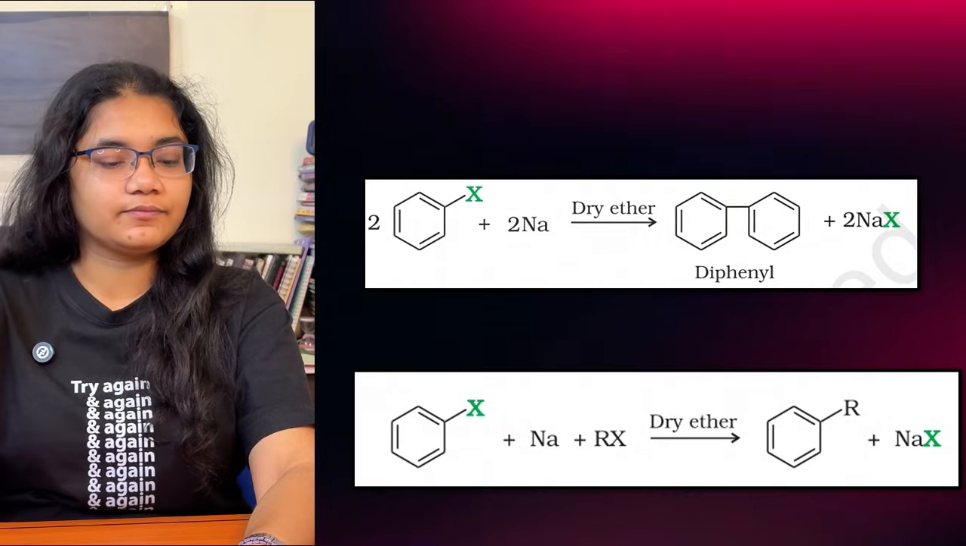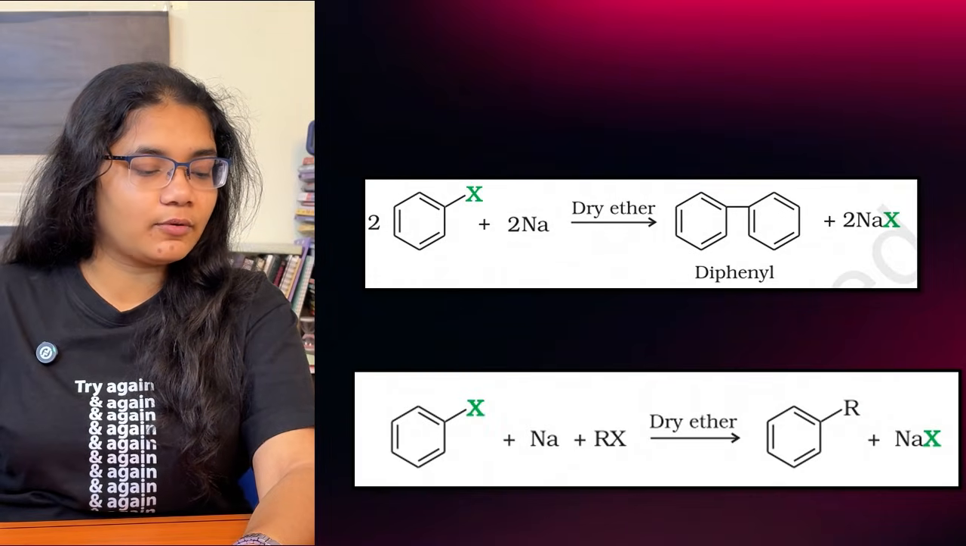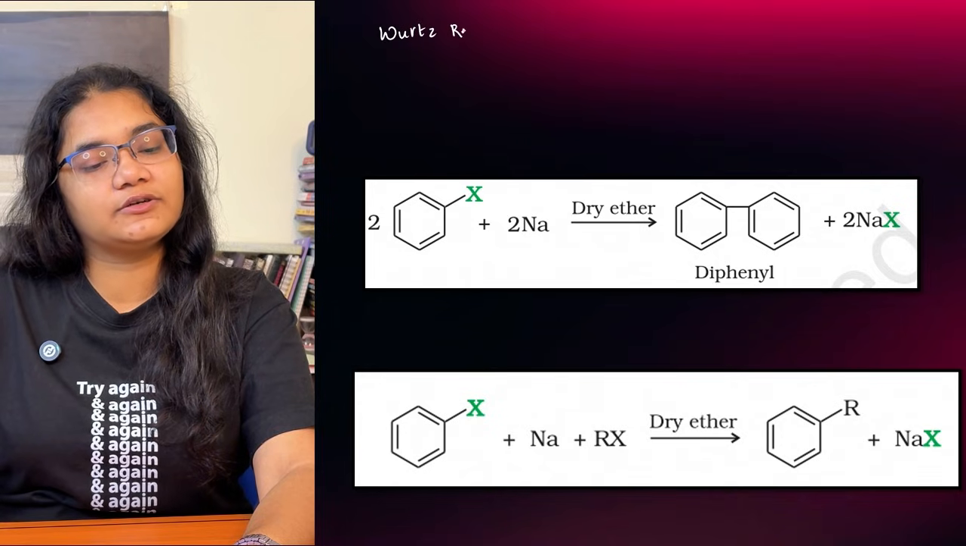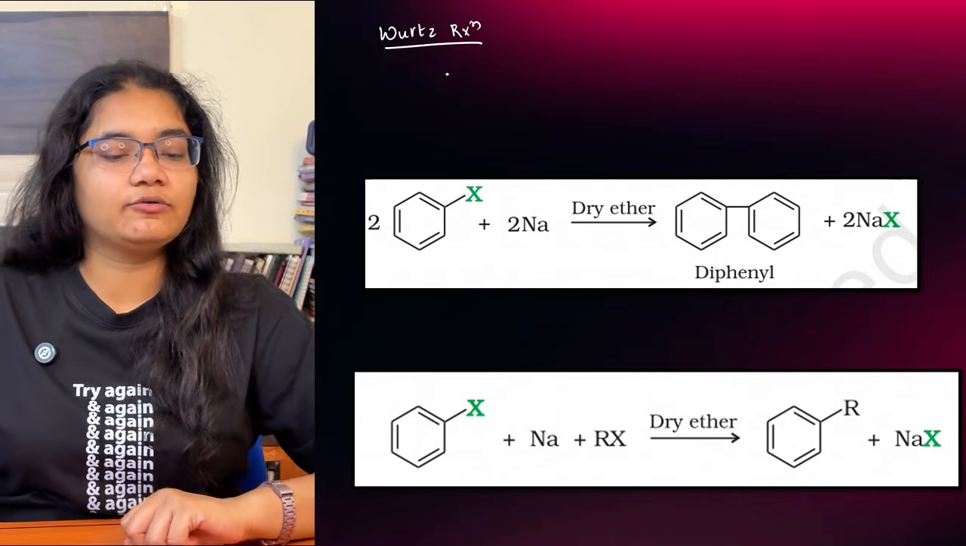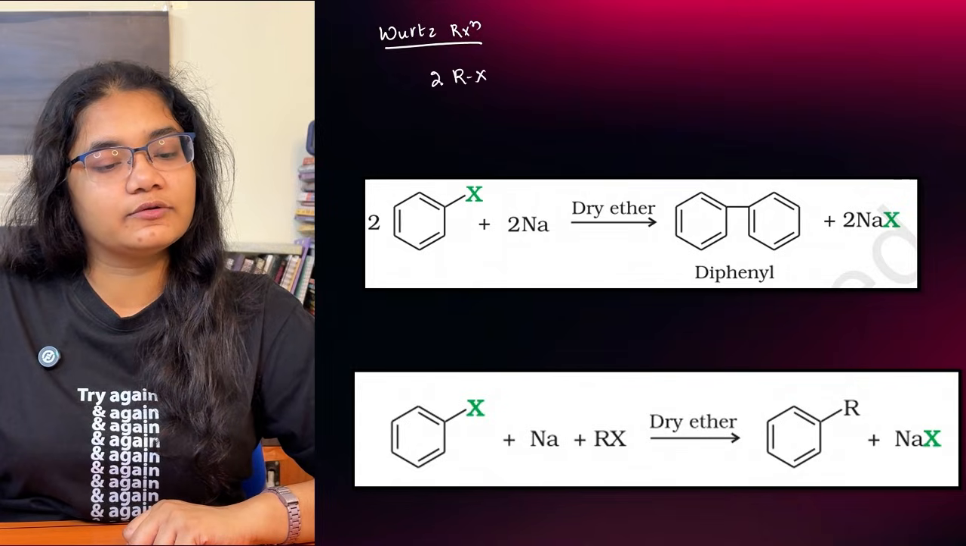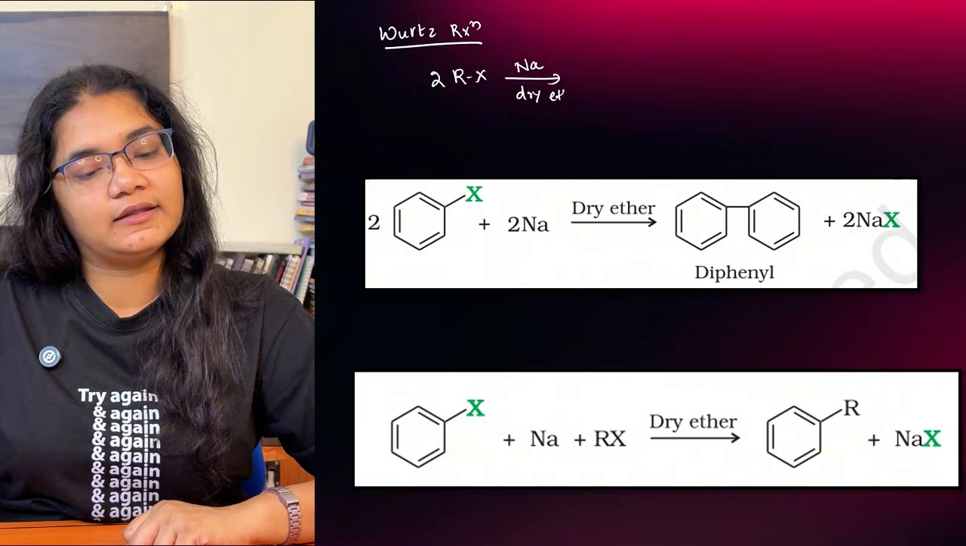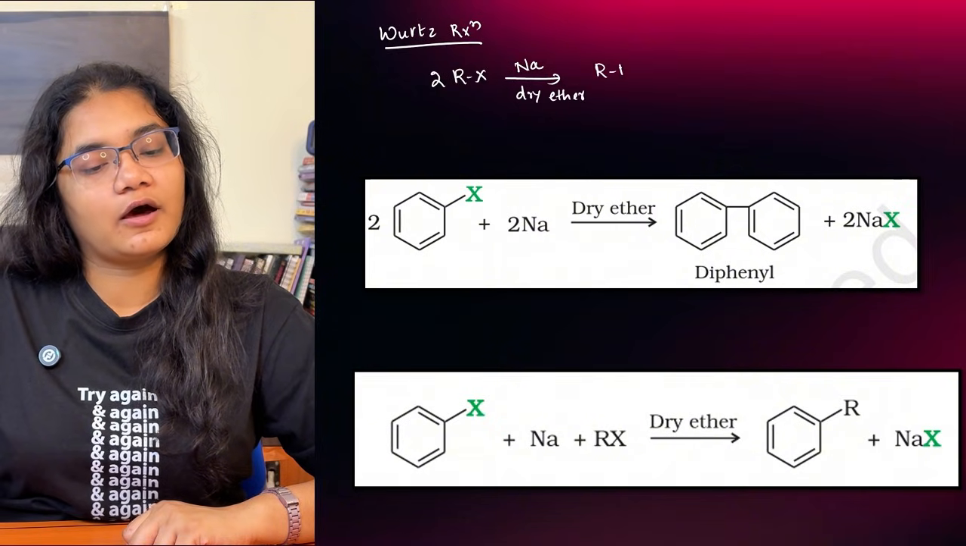Next one is now here, three important reactions are there. The first one is your Wurtz reaction. Okay, I'll just tell you how to remember. In Wurtz reaction, what happens? Two molecules of RX react in presence of Na and dry ether to give you R-R.